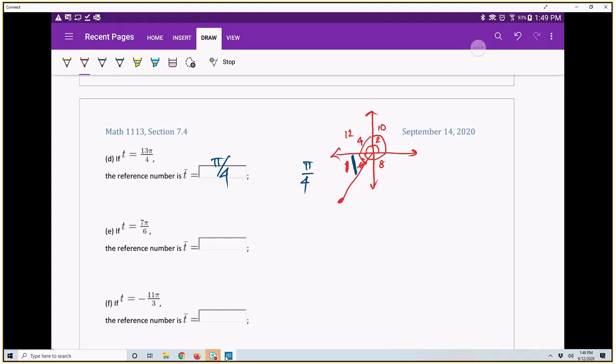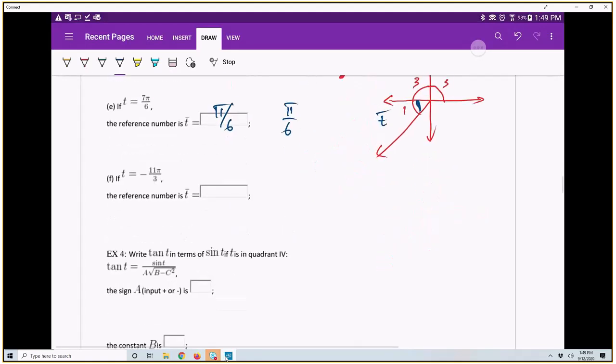7 pi over 6, it's already in pi over 6, so easier to count. Each quadrant has 3 pi over 6's, so that's 3, 6, and 1 more pi over 6. Reference angle is terminal side and the nearest direction of the x-axis, so this is your t bar. And you know that's only 1 pi over 6, hence that is your answer.